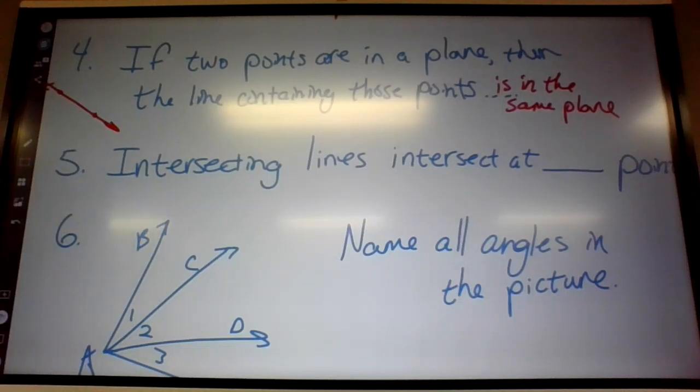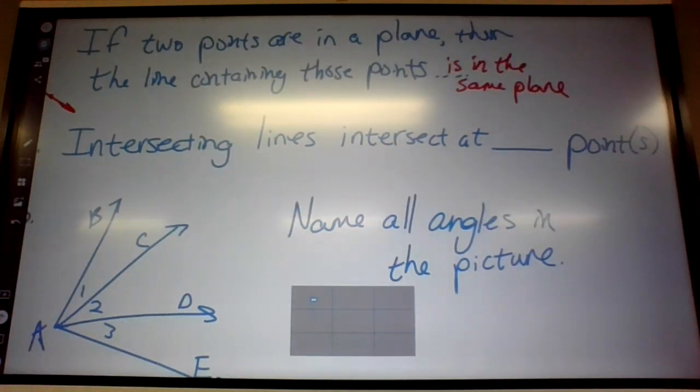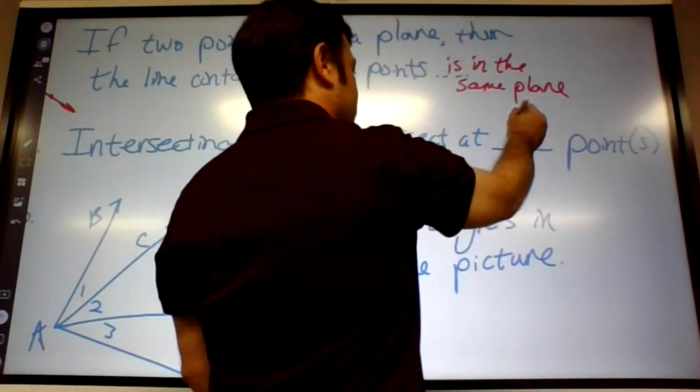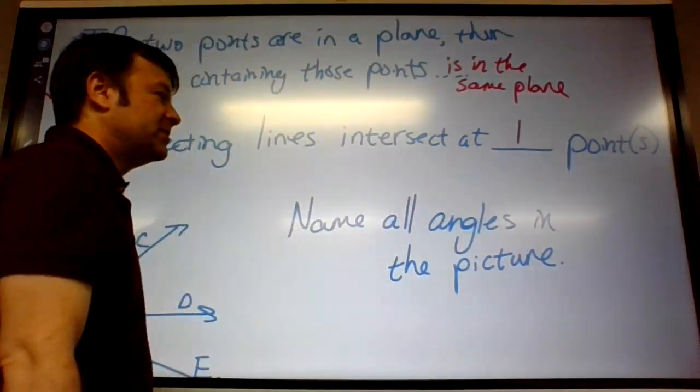Okay, Hunter, intersecting lines intersect at one point. I should have left the whole thing blank. That one was the easy one.